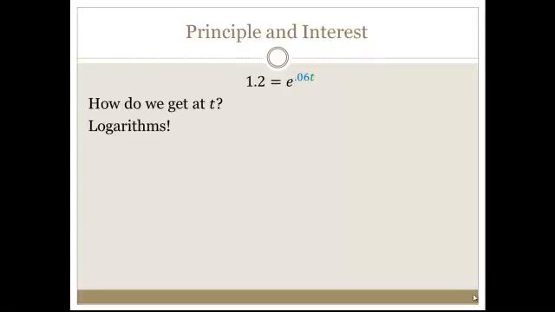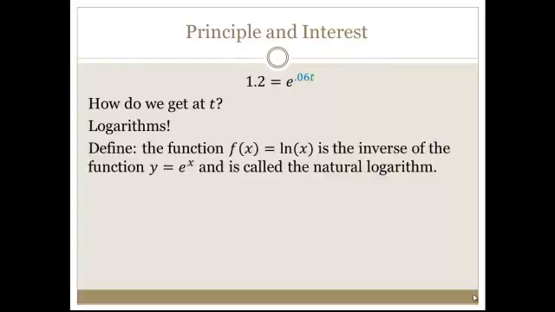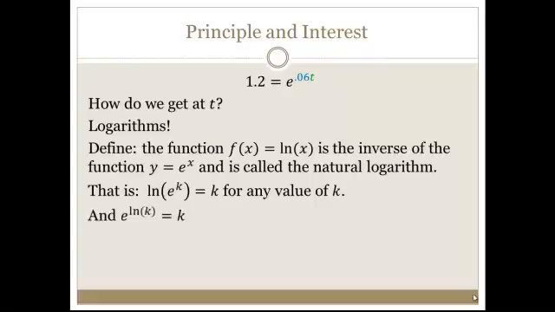The answer is logarithms. We define the function f of x equals ln of x as the inverse of the function y equals e to the x, and it is called the natural logarithm. What we mean by inverse is that the natural log of e to the k equals k for any value of k. In other words, the natural log undoes what e does. Additionally, e to the ln of k equals k as well. That means that e undoes the logarithm.